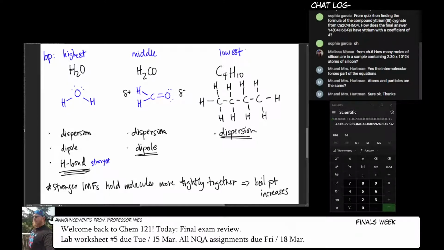Now remember that mass has something to do with this too. As you increase mass, you increase the dispersion force. So I tried to pick molecules that were similar in mass. C4H10 might be too big, but I would expect its boiling point to be low.